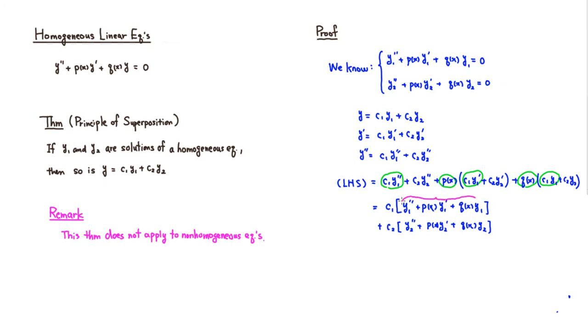Since y1 and y2 satisfy the original differential equation, you can see that this part right here, since y1 is a solution, is going to be equal to the right-hand side, 0. And since y2 is also a solution, this is also equal to 0. I'm using these two parts right here. Which means that the whole thing becomes 0, which is the right-hand side of the differential equation. So this verifies that any linear combination c1 y1 plus c2 y2 is also a solution of the given homogeneous linear equation. That's it. I hope that this was clear.